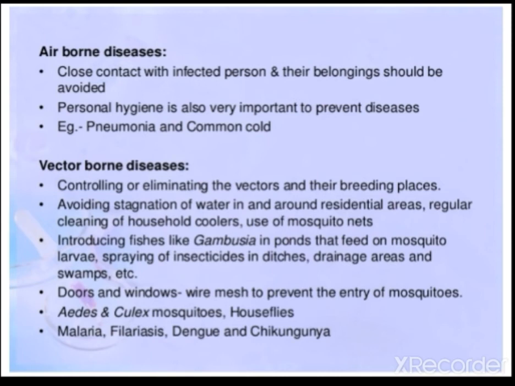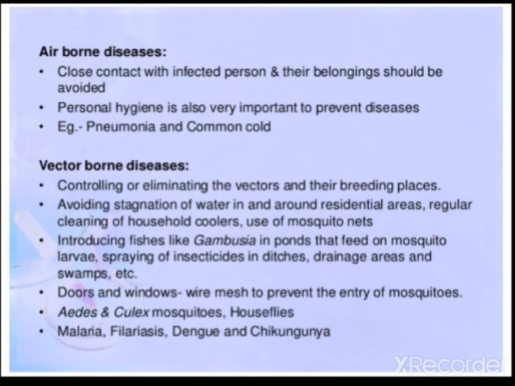Vector-borne diseases. In vector-borne diseases, you can control by controlling or eliminating the vectors and their breeding places. Avoid stagnation of water in and around residential areas. Regularly clean household coolers. Use of mosquito nets can control. For example, some fishes like Gambusia fishes you can release in water. They feed on mosquito larvae, and spraying insecticides in ditches and drainage areas can also control.